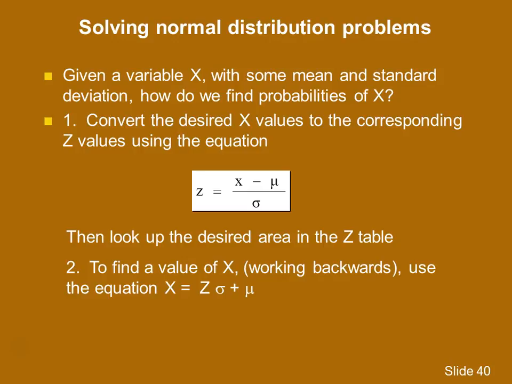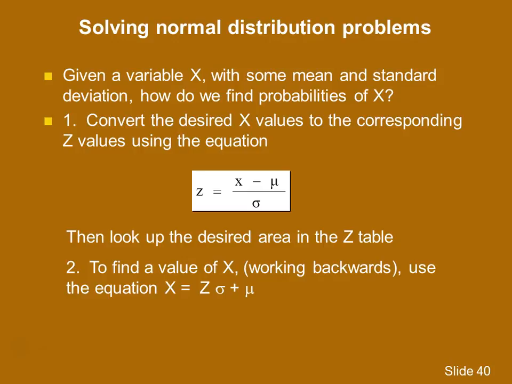Well, we're going to do this by converting the desired x values to their corresponding z values using the familiar z equation, z equals x minus mu over sigma. And then using our knowledge of the standard normal table that we talked about in the previous part of this module to look up the desired area. We will also later on look at how to do this with a TI-83 or 84 calculator.